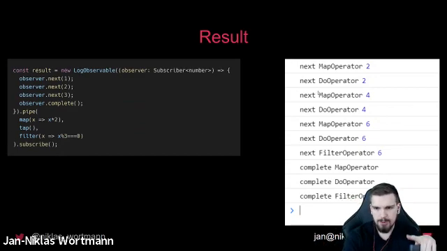Don't be confused by this do operator here. Actually, tap used to be called do before RxJS 5, and therefore the operator class is still called do, because we are lazy.